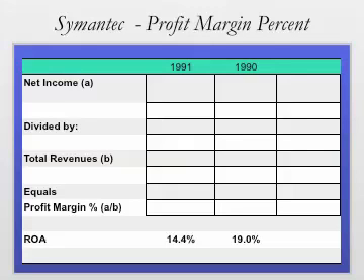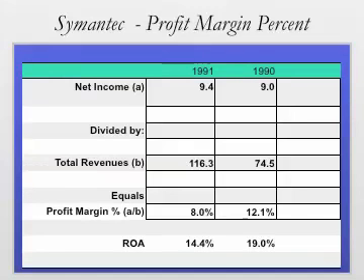Now again, recall the return on assets from our previous podcast, when we calculated for 1990 was 19% or so, and that had declined significantly in 1991 to 14.4%. Let's see if this same change occurred with the profit margin.